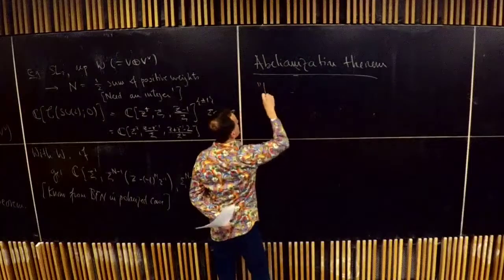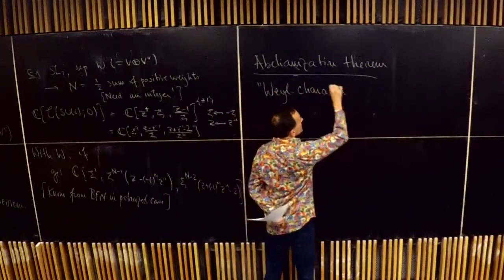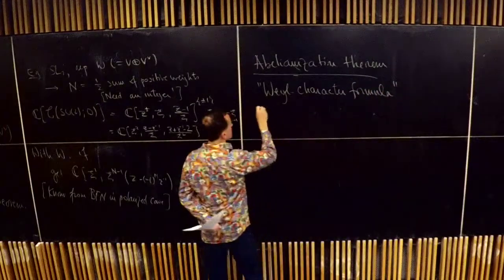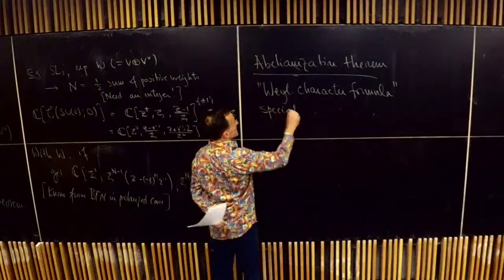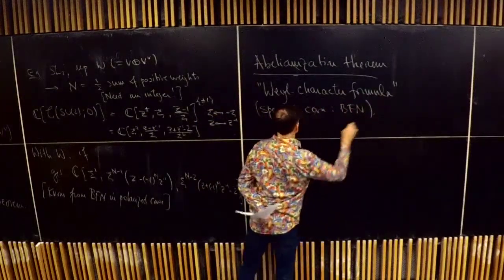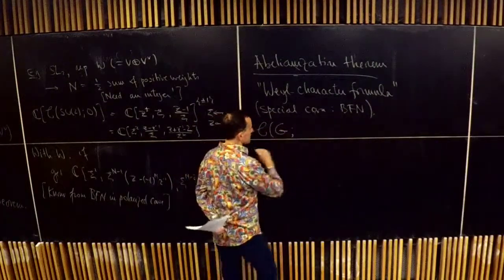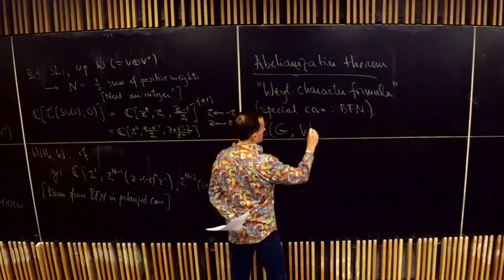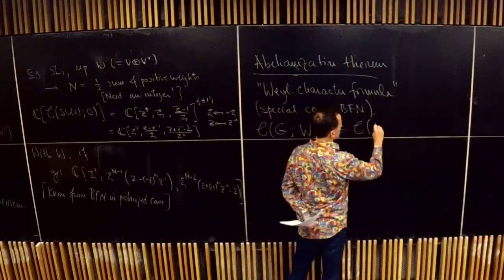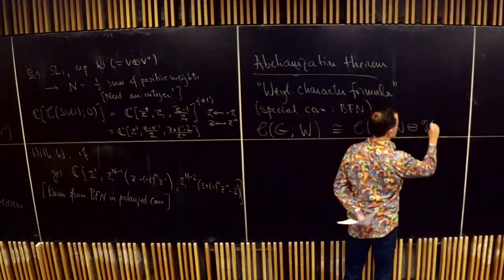I like to call it the Weierstrass formula for Coulomb relations. The special case already appeared in DFN. So let me write it this way. The Coulomb branch of G with the representation W is isomorphic to the Coulomb branch for the maximal torus, W minus the double of G mod H.